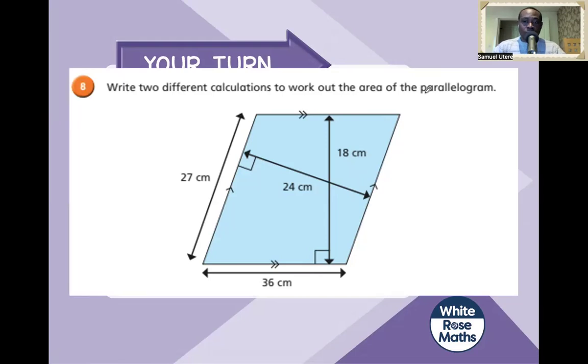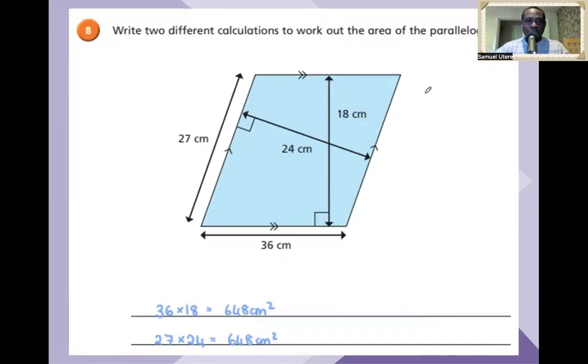All right, assuming you've paused the video and you've answered the questions, here are the answers. So we can either do this one as the base, and you can see that is the perpendicular height to this base, 27 times 24. Or we can do 36 times 18. Yeah?